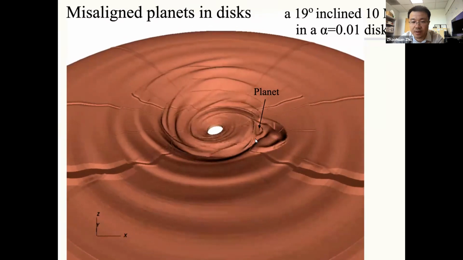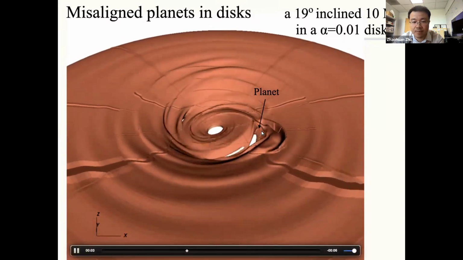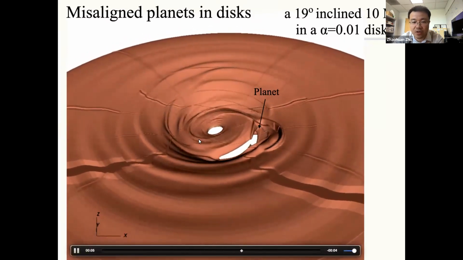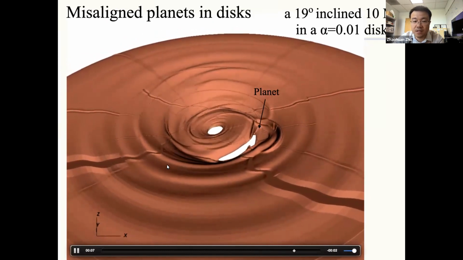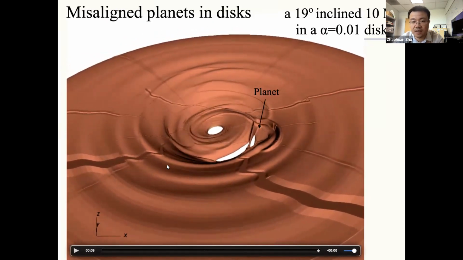Then you can see that the planet tries to open a gap, but the gap is not deep enough, so the inner and outer disks are still connected. So the inner disk tries to precess, but it is stuck with the outer disk. Eventually the disk develops a mild warp, and the whole disk precesses as a whole.